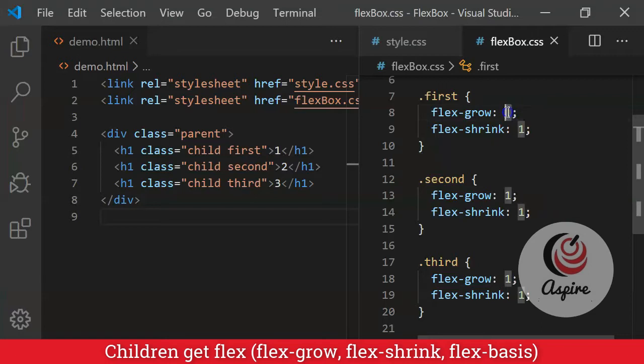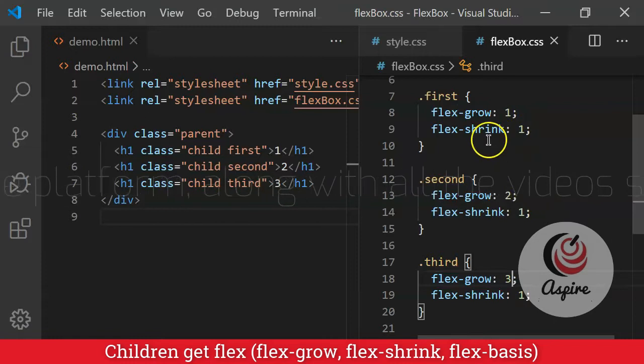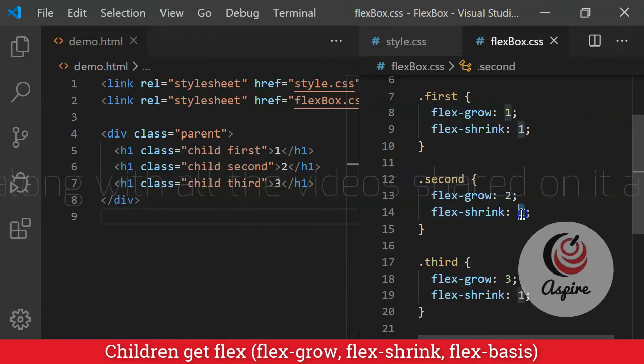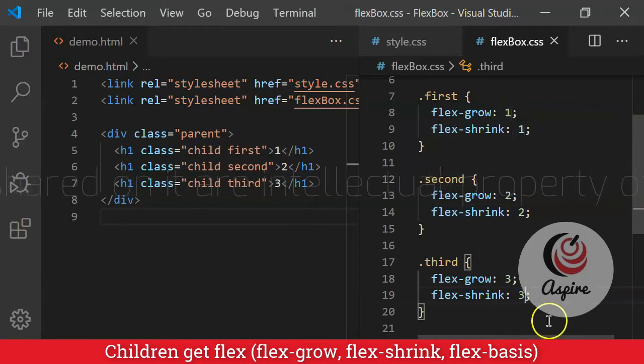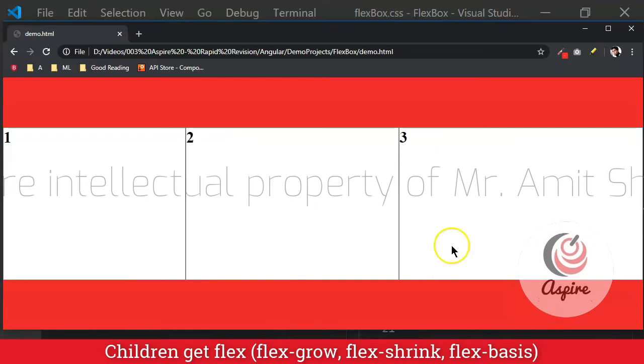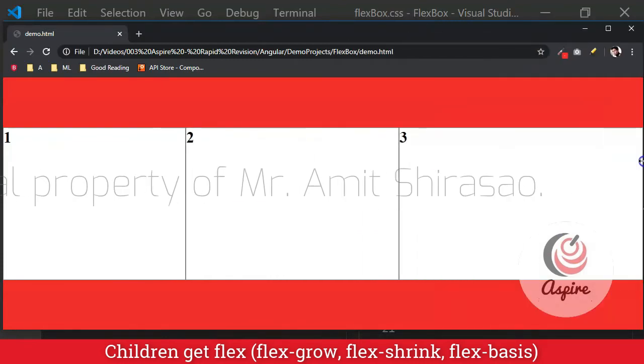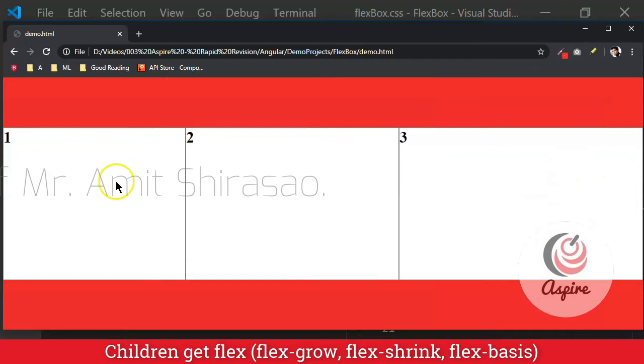Now if I give relative growth rates, like let us say I give this 1, I give this 2, and I give this 3, and I give relative shrink rates also, like this has shrink rate 1, 2, and 3, then let us see what happens. I reload the page. See, when the page is expanded, 3 has also grown, 1 has also grown, and 2 has also grown. But 1 has grown very marginally. You can barely make out that 1 has grown. 2 has grown significantly, and 3 has grown extremely.